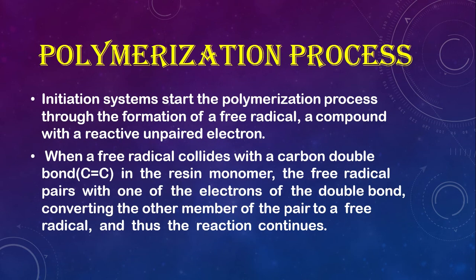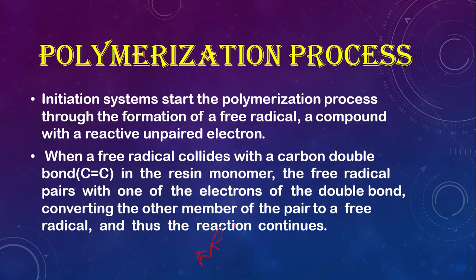Let's now discuss how polymerization occurs. So what is polymerization basically? During polymerization, the monomer is converted into polymer. For this we require free radicals. And what do these free radicals do? The free radicals give energy to the monomer, and the monomer is thereby converted into polymer. So this is how polymerization occurs.